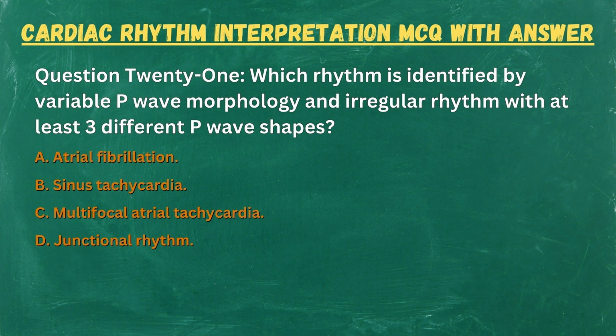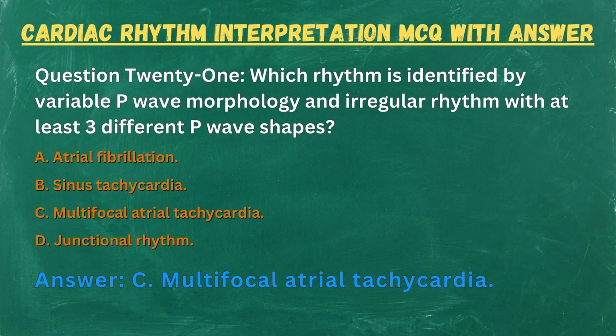Question 21. Which rhythm is identified by variable P wave morphology and irregular rhythm with at least 3 different P wave shapes? A. Atrial fibrillation. B. Sinus tachycardia. C. Multifocal atrial tachycardia. D. Junctional rhythm.